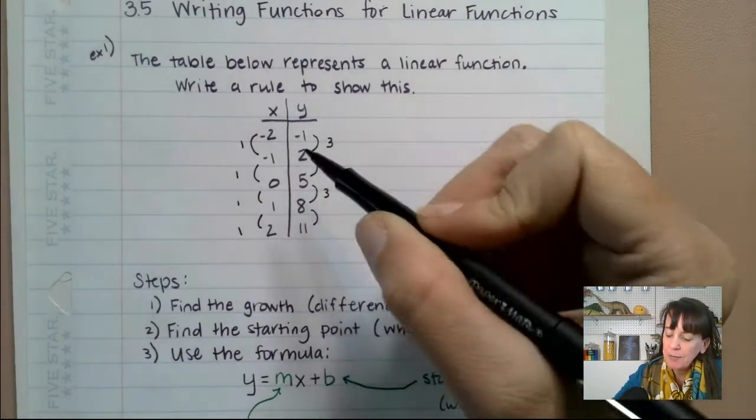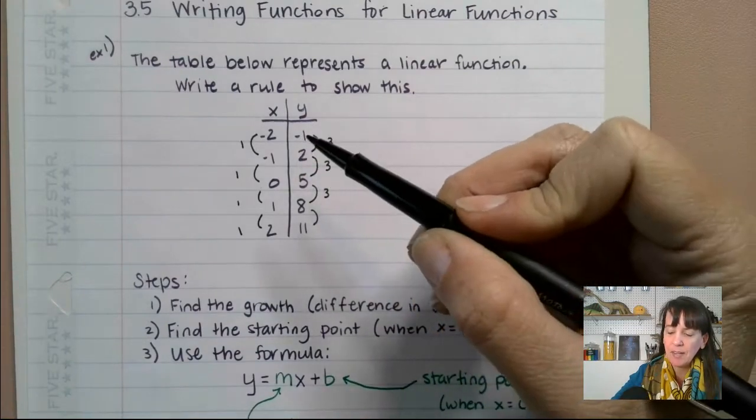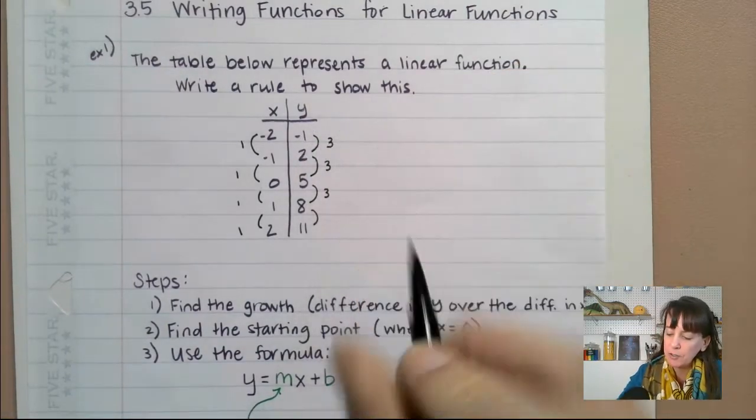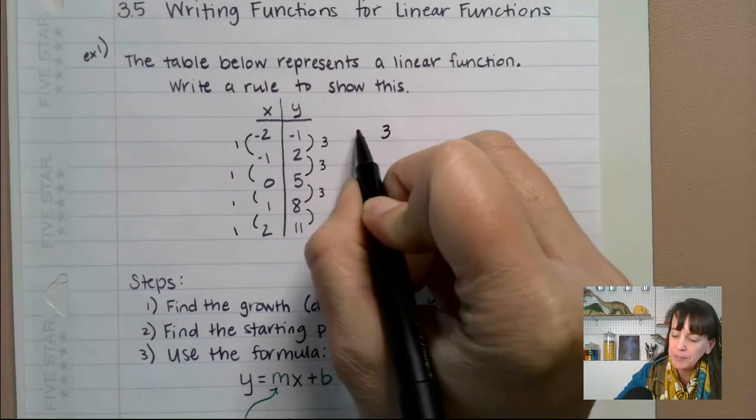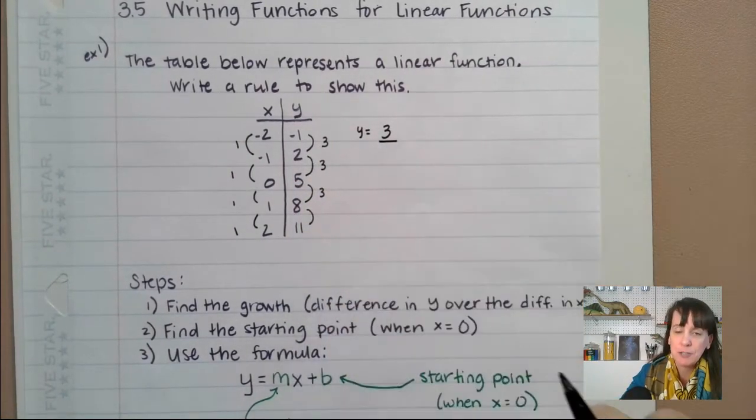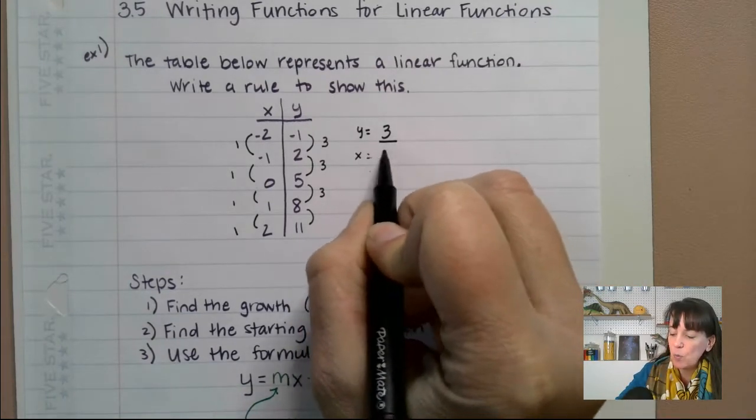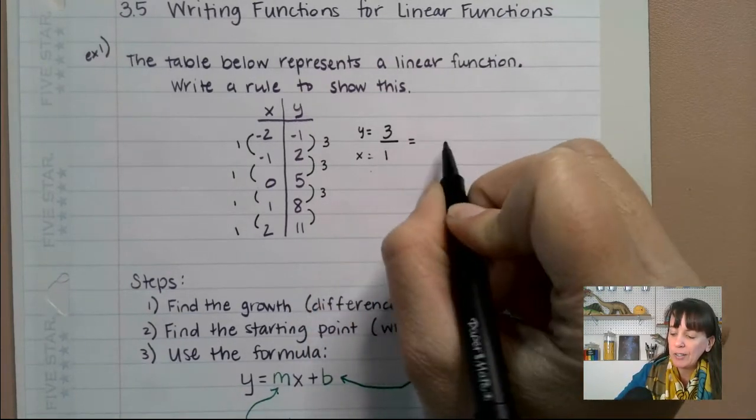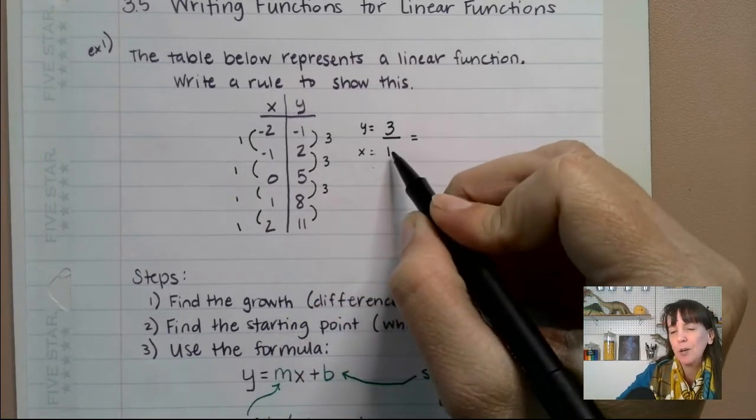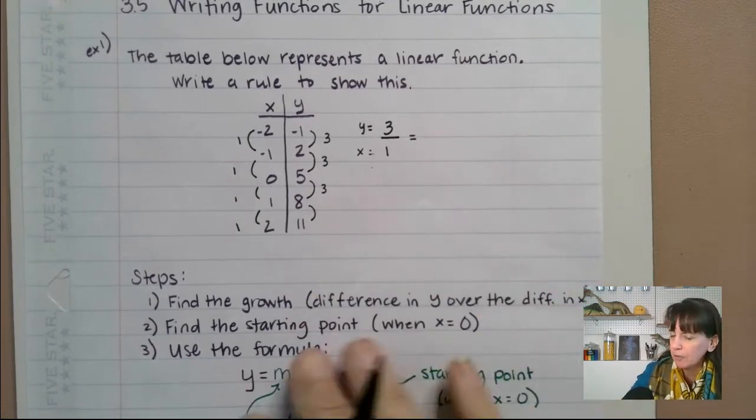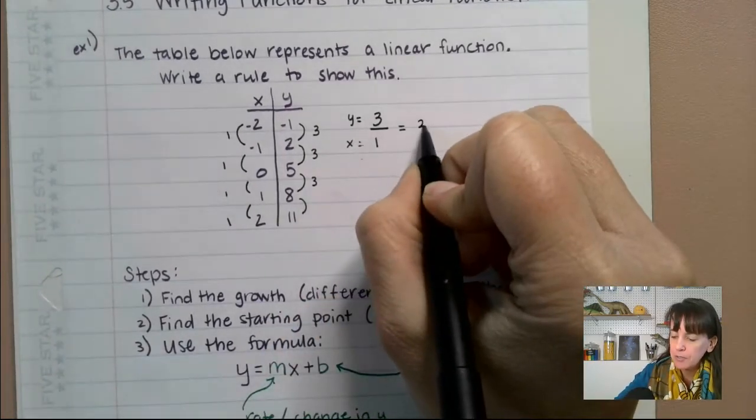So if we've got this guy minus this guy, so we've got 3, our difference in our y over our difference in x. Our y is 3, the difference in our y, and our x is 1. So that means our growth or our rate is going to be 3 per 1, 3 to 1, or just 3, you could say. So in this case, our growth is 3.